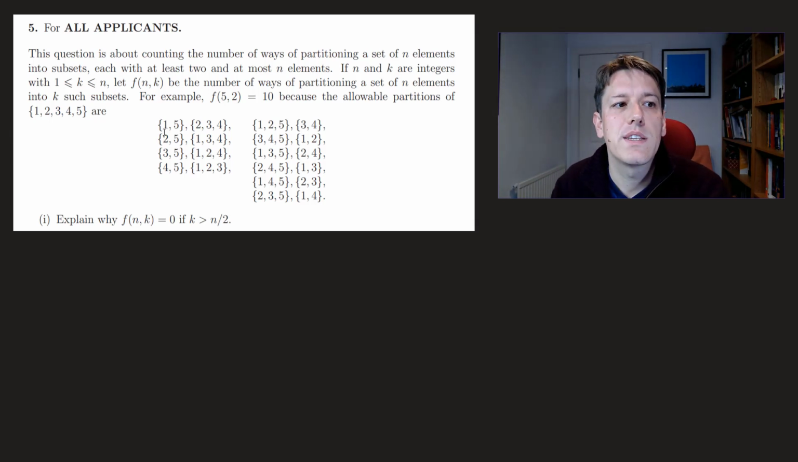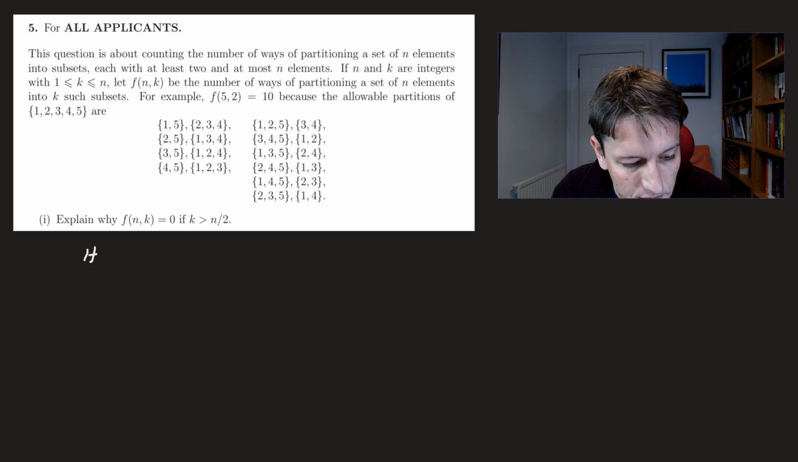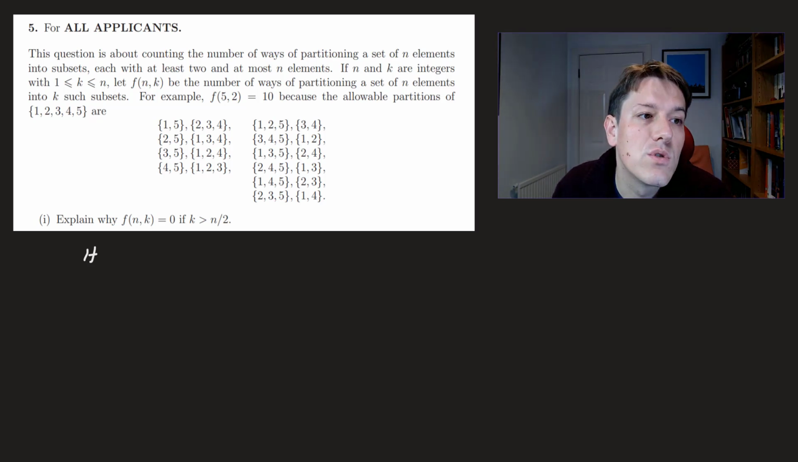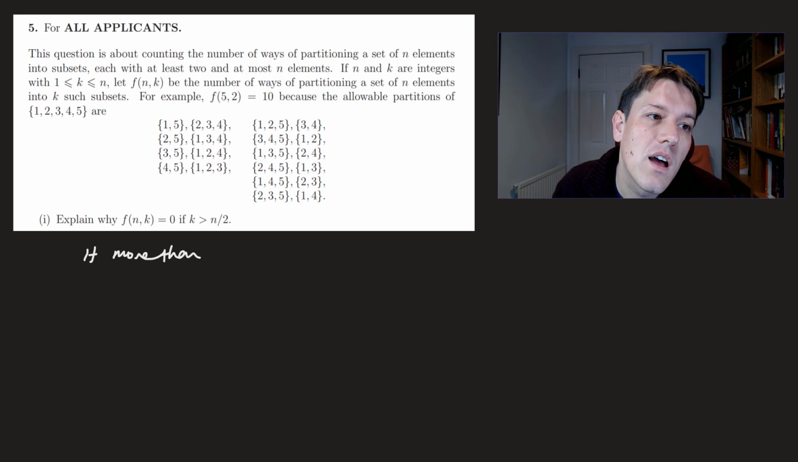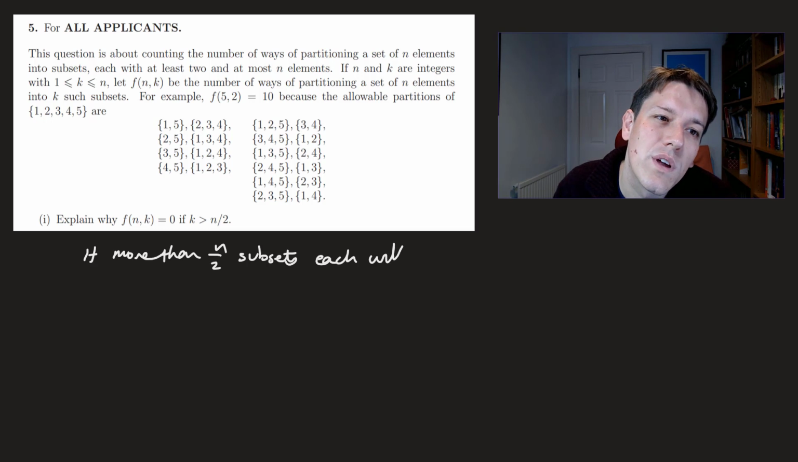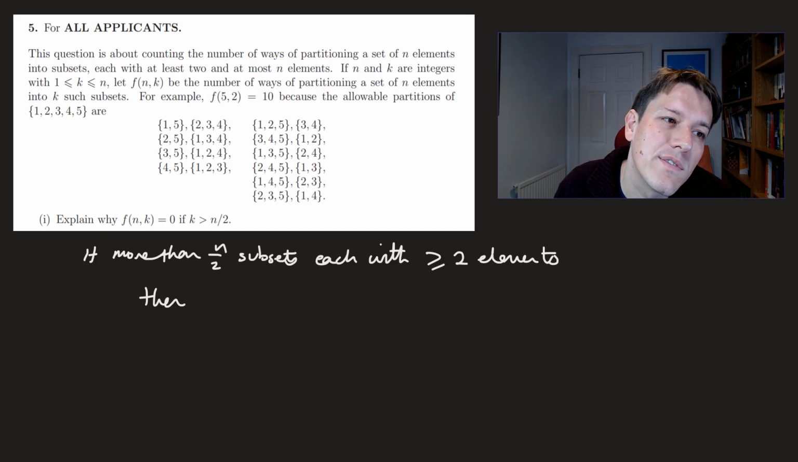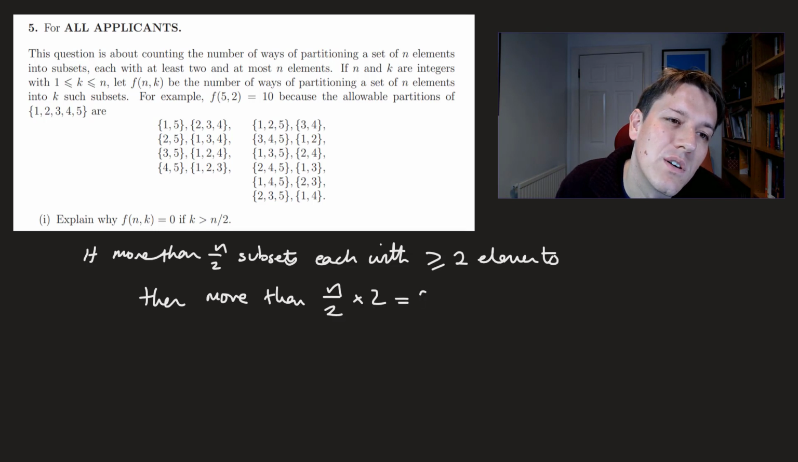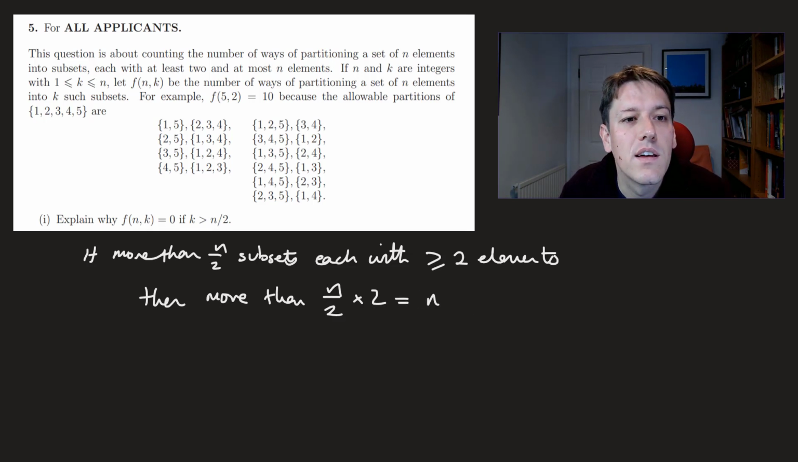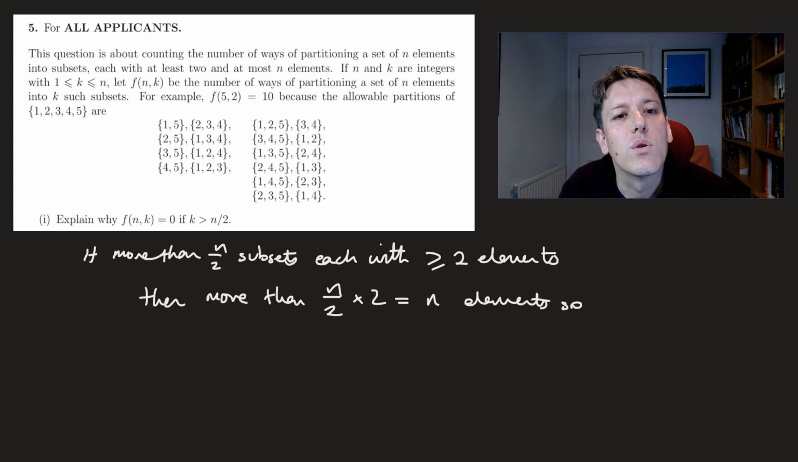Okay, so in part 1 it says explain why f of n and k is 0 if k is greater than n over 2. Okay, well if there are more than n over 2 subsets, and each with at least 2 elements, then there'll be more than n over 2 times 2, which is n elements, so it's impossible, right?